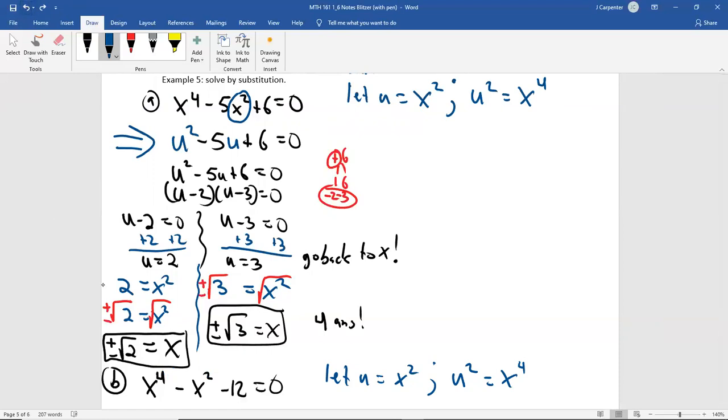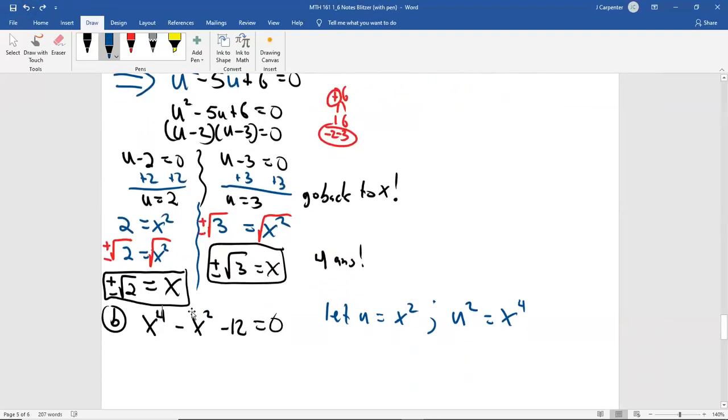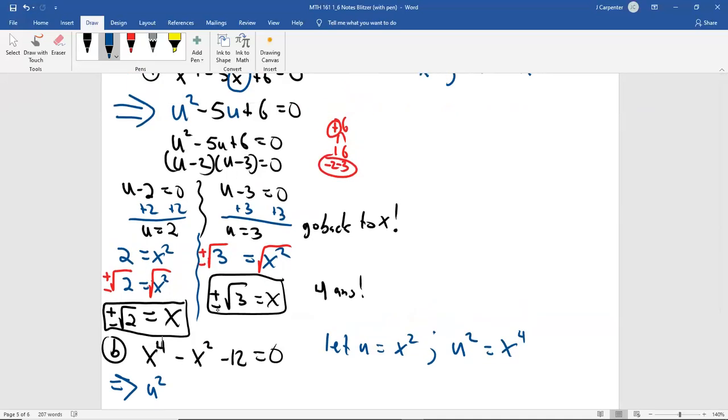If this was x to the 10th minus x to the 5th, your u would be x to the 5th, and your u squared would be x to the 10th. It's just as simple as doubling the exponent. So now we're going to transform this equation: instead of x to the 4th, we write u squared. Then minus, there's no other number there, so the x squared, we now write u. And the minus 12 equals 0 stays minus 12 equals 0.